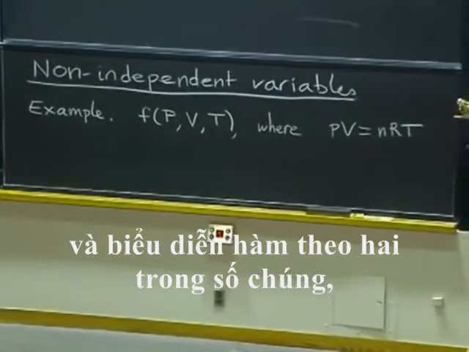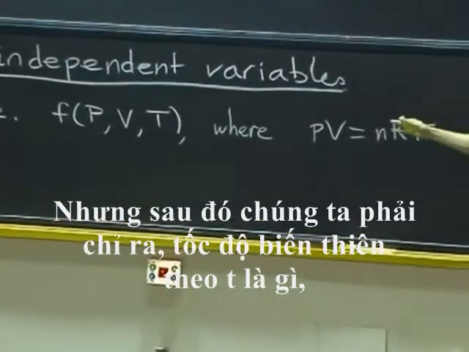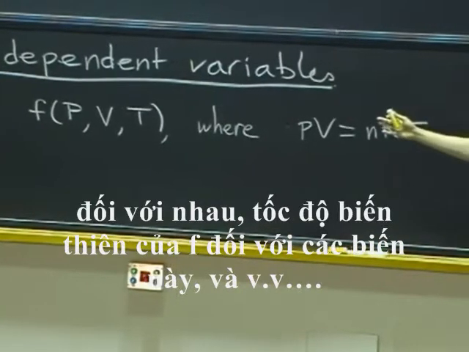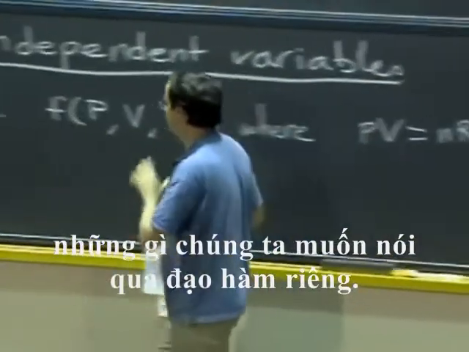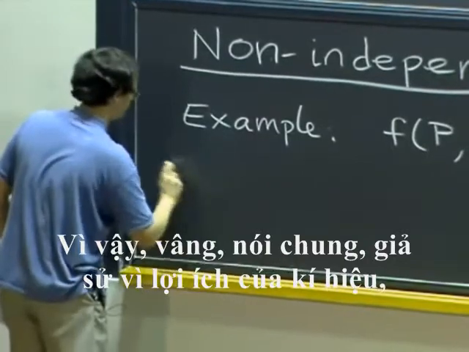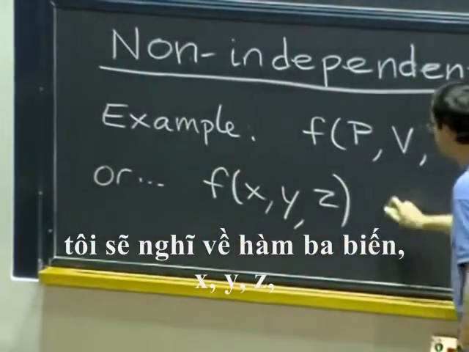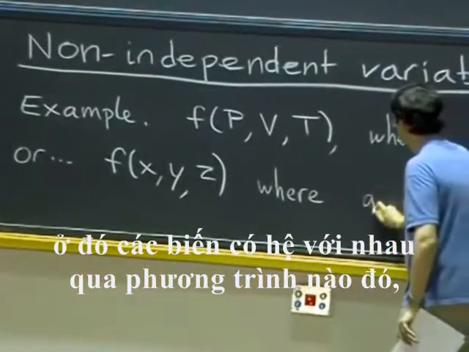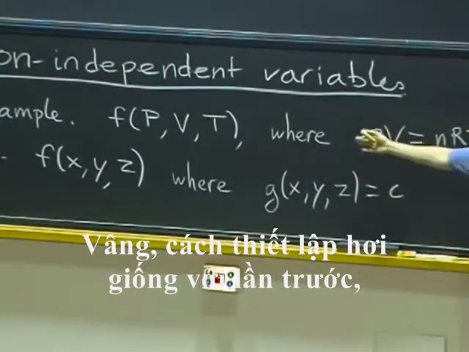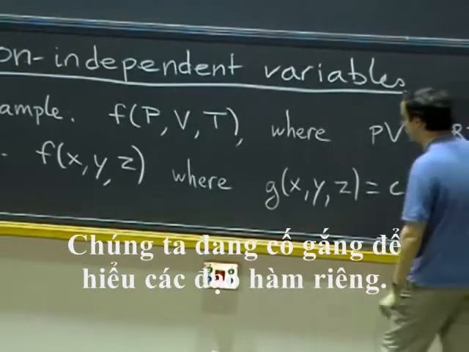So, of course, then you can substitute and express the function in terms of two of them only, but very often it's convenient to keep all three. But then we have to figure out what are the rates of change of P and V with respect to T, with respect to each other, the rate of change of F with respect to these variables, and so on. So we have to figure out what we mean by partial derivatives again. Okay, I mean, more generally, let's say just for the sake of notation, I'm going to think of a function of three variables, x, y, z, where the variables are related by some equation that I will put in the form g of x, y, z equals some constant. Okay, so that's the same kind of setup as we had last time, except now we are not just looking for minima and maxima, we are trying to understand partial derivatives.